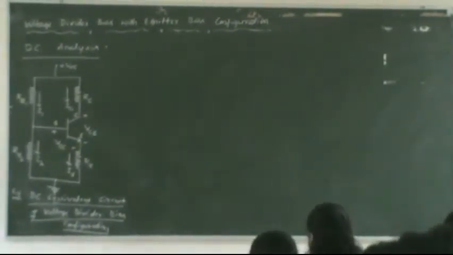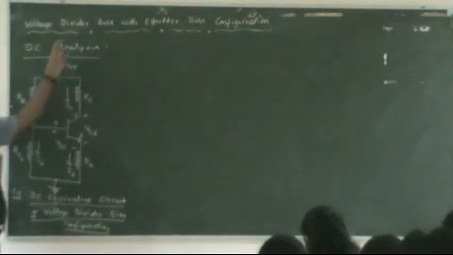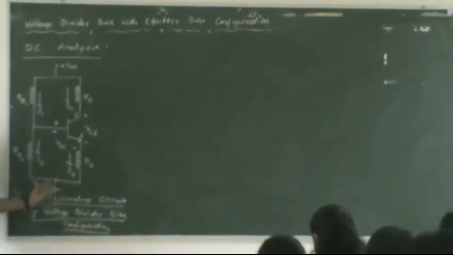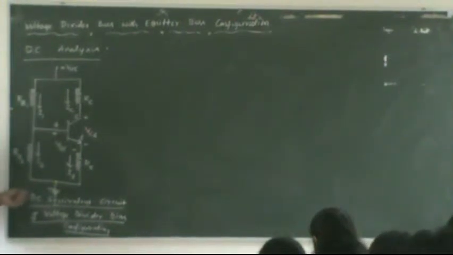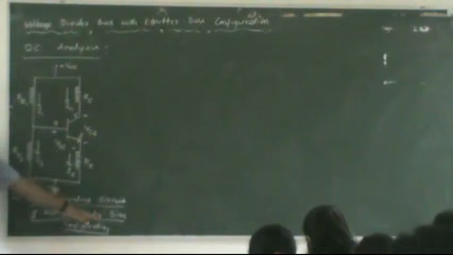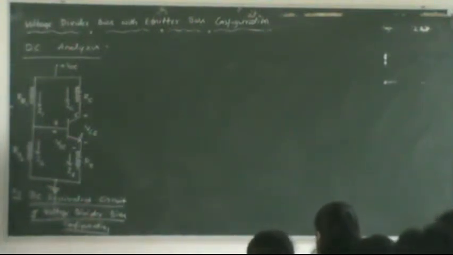Okay, can you see that last class we already discussed voltage divider bias with emitter bias configuration. From the last class, the circuit we wrote for this voltage divider, we wrote the DC equivalent circuit, eliminating the AC sources as well as capacitors. The resulting circuit is going to be this.